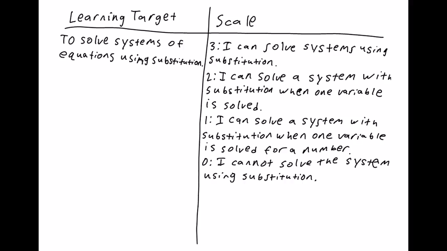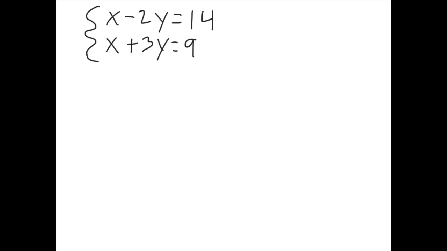Alright, let's get started. So in here we have x minus 2y equals 14 and x plus 3y equals 9. So the first step in substitution is to solve one of the equations for a variable. So we want it to say x equals or y equals. So we pick one of the equations, it doesn't matter which, although oftentimes one is easier than the other. But in this case, I actually think both of these have equal difficulty.